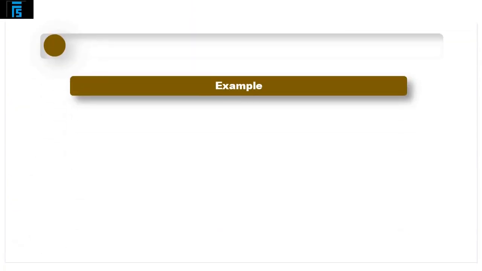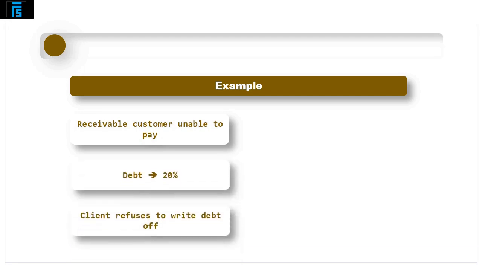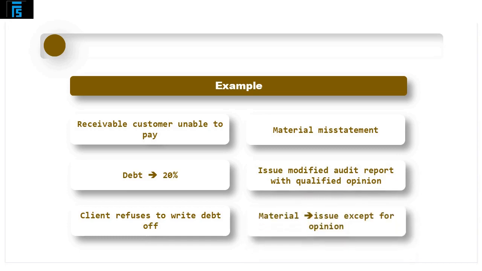To give you an example, let's say the auditor discovered a receivable customer was unable to pay the client, but the client refused to write off the debt. If the debt was 20% of profit and the customer can clearly not pay, it would be a material misstatement as the client has not followed the correct accounting treatment. If the client refuses to amend the financial statements, the auditor must modify the audit report with a qualified opinion due to a material misstatement. As it's material, the opinion is an except for opinion.